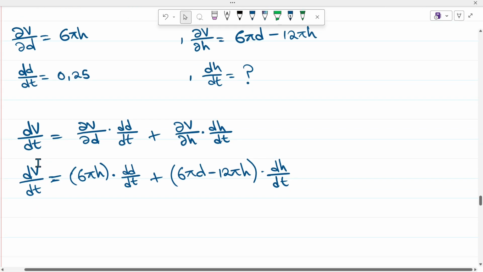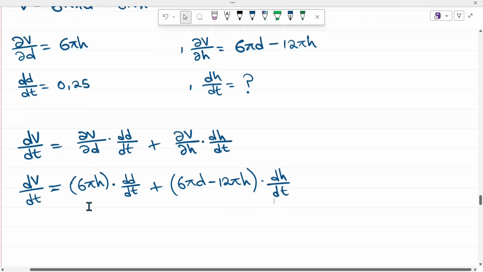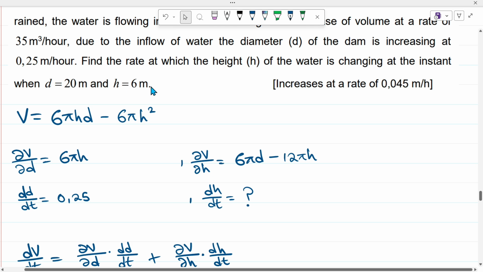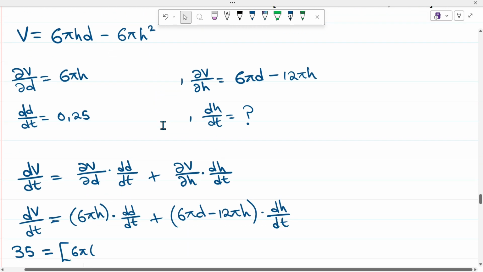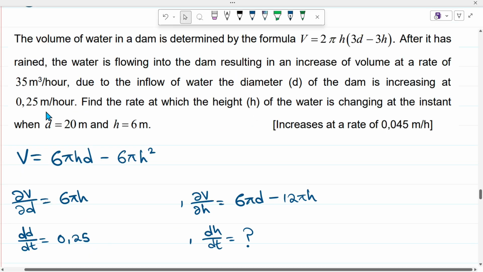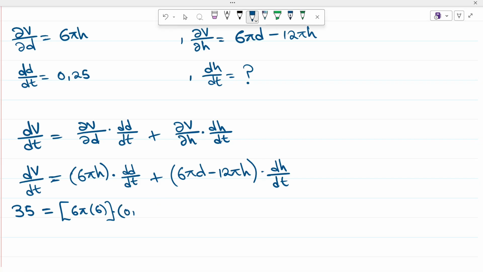We were told that the rate at which volume changes with time is equivalent to 35. So now I'm just going to substitute everything here. So this is going to be 35, which is equivalent to 6 pi multiplied by, we were also told that h is equal to 6 and d equals 20. So I'm just going to substitute my 6 here. And then the rate at which the diameter changes with time, we were told it is 0.25. It's increasing at that. So this is 0.25.